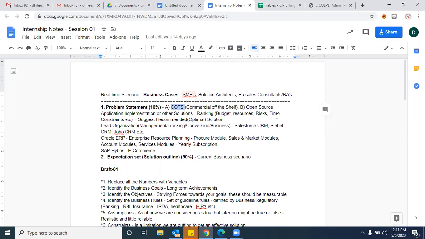And compared on time, ultimately the open source implementation will take more time, because we are going to develop from scratch. For example, if open source takes 8 months, this COTS customization will hardly take 3 to 4 months. Correct. Right or wrong?